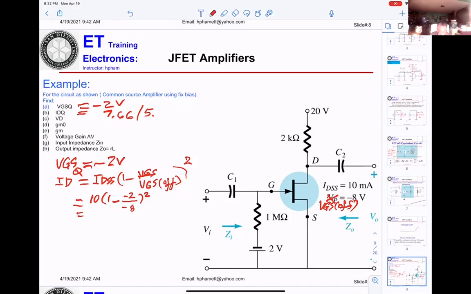So now if I'm doing it, then I say 2 divided by 8, 0.25, squared, times 10, 5.625.